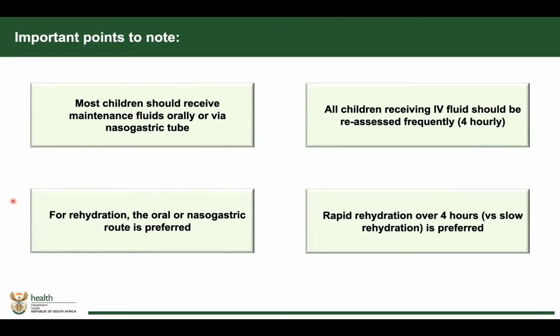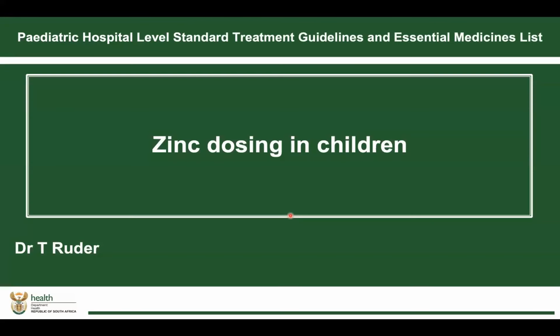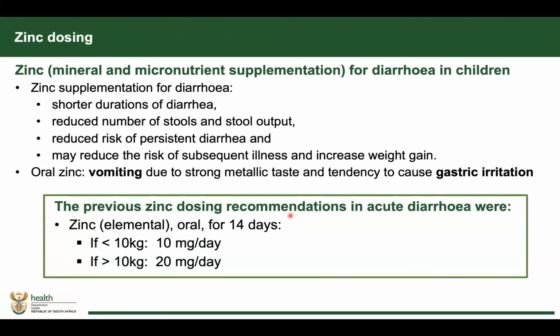When you are rehydrating a child, the oral and nasogastric route is also preferred to the IV route for the same potential hazards. And also when we are doing rehydration in any form, IV, oral, or nasogastric, a rapid rehydration is preferred to a slow rehydration. Okay, then just moving on very quickly to the zinc amendments that we've made to the booklet.